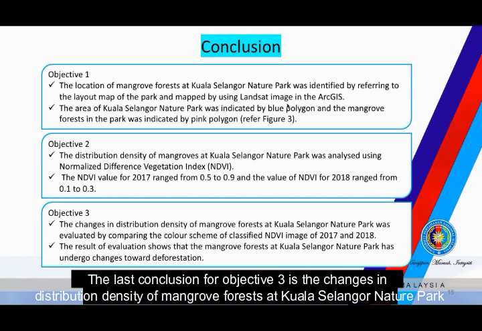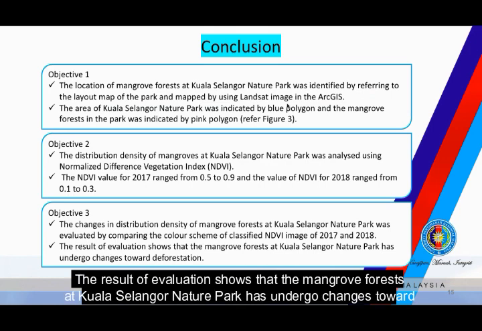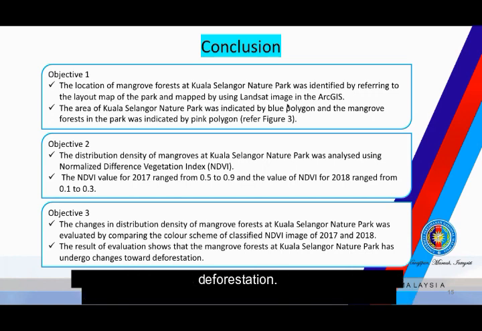And the last conclusion for objective 3 is the changes in distribution density of mangrove forest at Kuala Selangor Nature Park was evaluated by comparing the color scheme of classified NDVI image of 2017 and 2018. The result of evaluation shows that the mangrove forest at Kuala Selangor Nature Park has undergone changes toward deforestation.